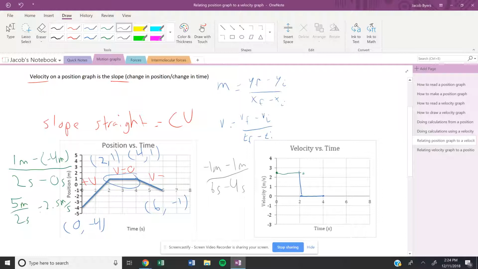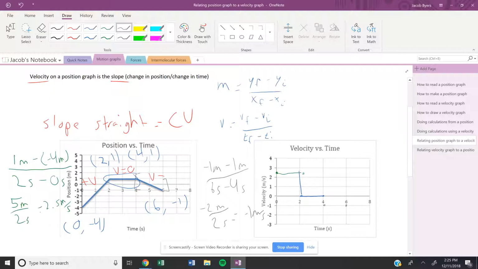And you're starting that section of motion at 4 seconds. So it's going to be -2 meters over 2 seconds, gives us -1 meters per second. Okay, and this area is from 4 seconds to 6 seconds. So at 4 seconds, just after we're done stopping, we're going to be moving at -1 meters per second.